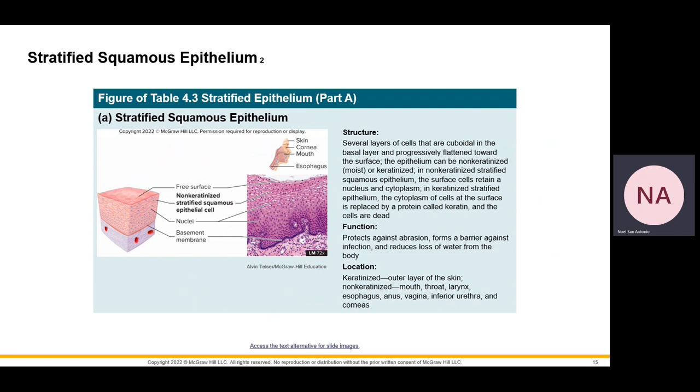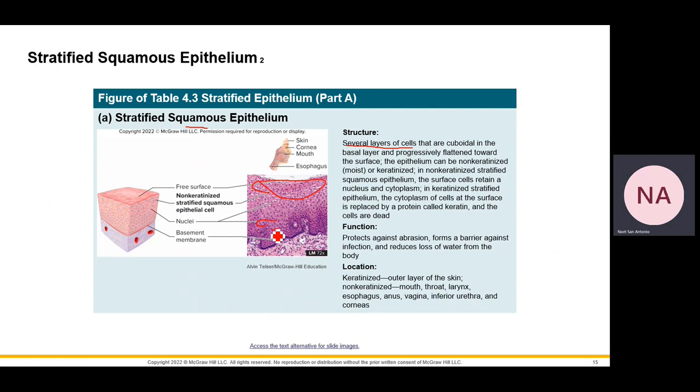You have your stratified epithelium. Now the first type of stratified epithelium is your stratified squamous epithelium. Stratified squamous epithelium is composed of several layers of cells. Stratified. Okay. Eh, di ba po, pag squamous, flat and thin cells. Okay. So, stratified squamous epithelium, yung squamous is found only on the top layer of cells. Meaning the top layer of cells are flat and thin, while the bottom layers are cuboidal in shape.